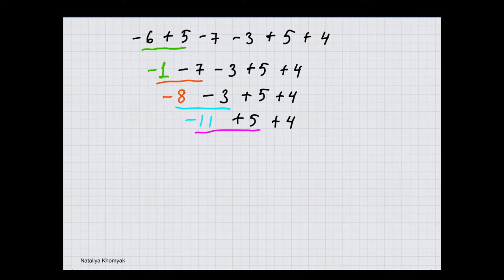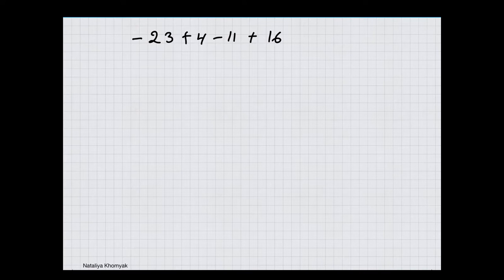Now we have -11 plus 5. Different signs, we have a difference, and we have more negatives, so it's going to be negative, and the difference between 11 and 5 is 6, plus 4. Now we have -6 plus 4. Different signs, we look for the difference between 6 and 4, which is 2, and the sign will be negative, and that's our answer.